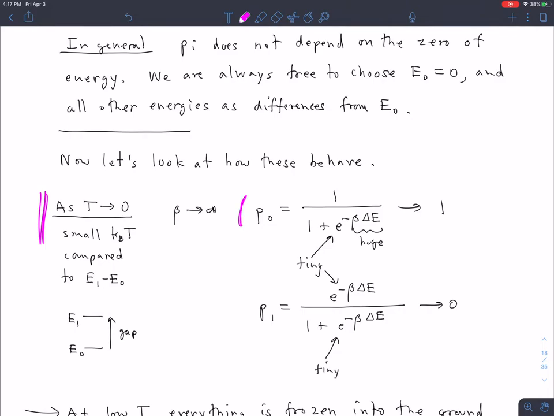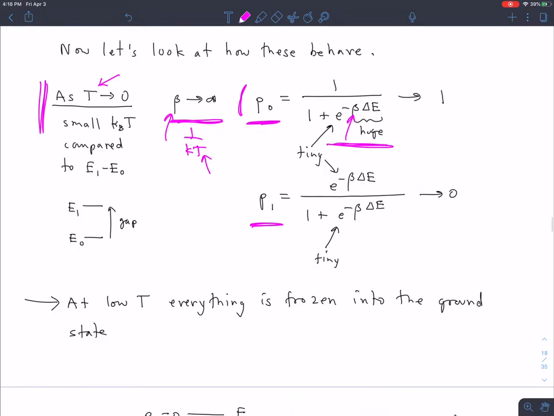For P0, if I plug in a value of T equals 0, that means the value of beta, which is 1 over kT, remember, goes to infinity. That means you're putting an infinity in there. That means this whole quantity goes to 0, and that means the ground state probability becomes 1. The excited state probability goes to 0. So indeed, in agreement with what we expect, when you're at 0 temperature, you're frozen into the ground state. You cannot reach even the smallest of excited states. There is no probability of being in the excited state.